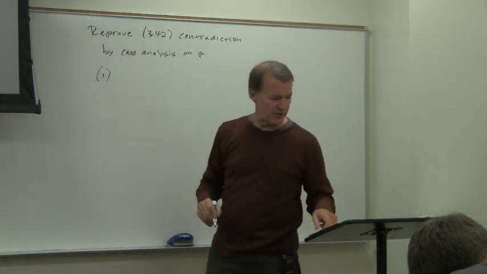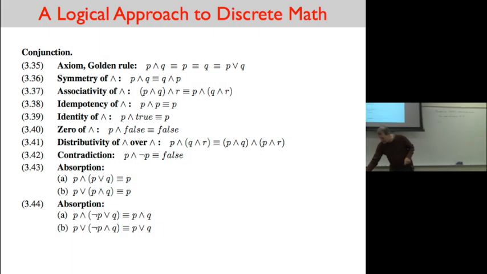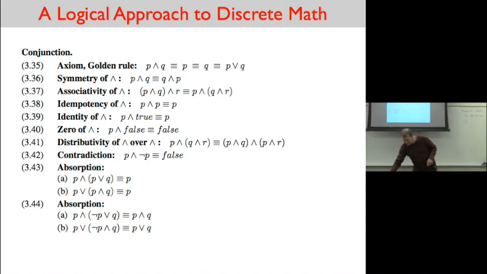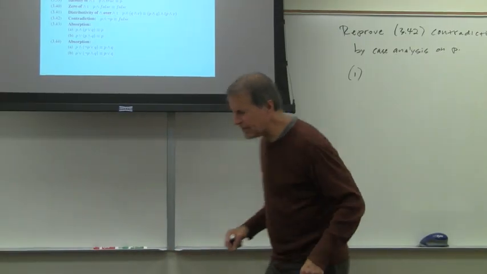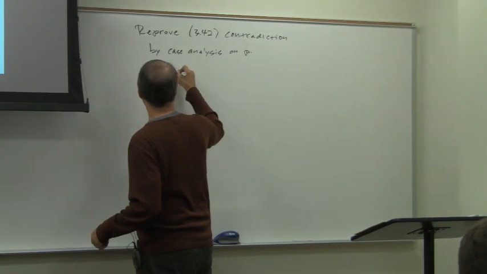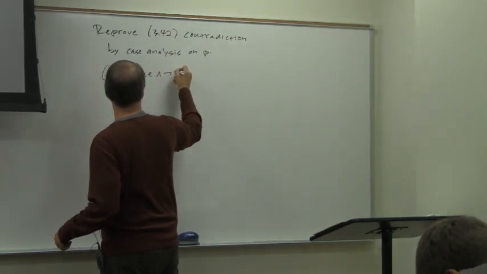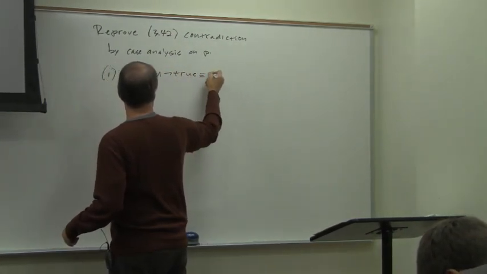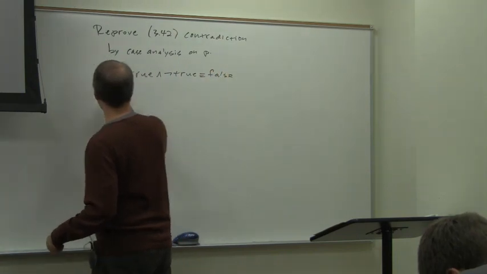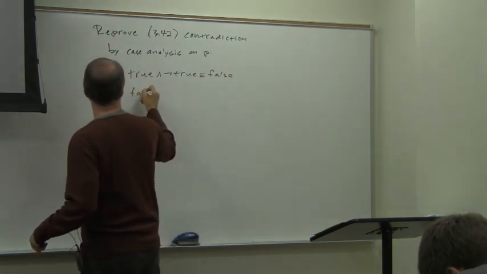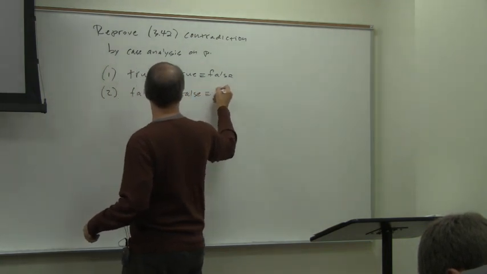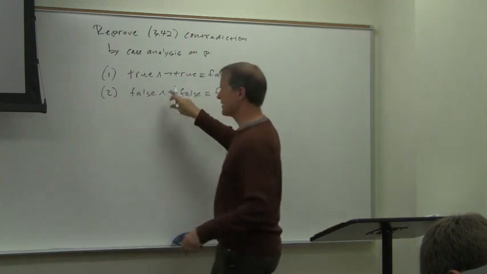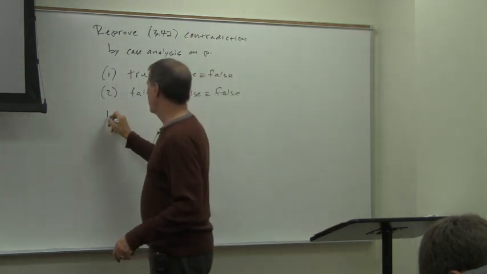And what are the two cases? Let's look at 3.42. Actually, we can do this pretty quick. True and not true is false, and false and not false is false. 3.42 says P and not P equals false. So that would be true and not true equals false. And the other one is false and not false equals false. Notice how we number them like this, okay?